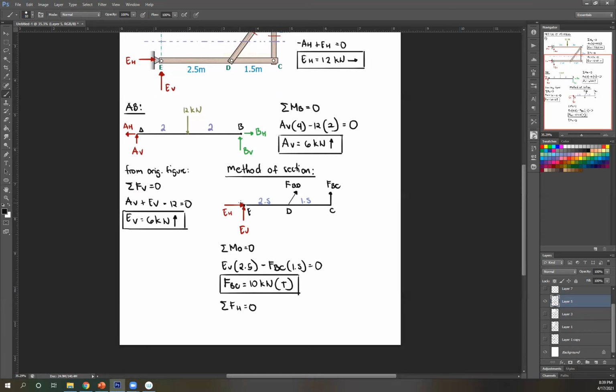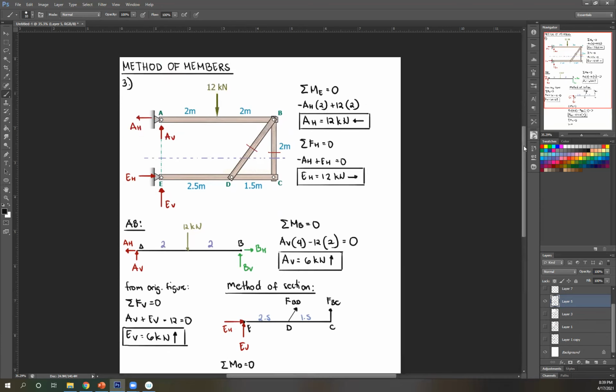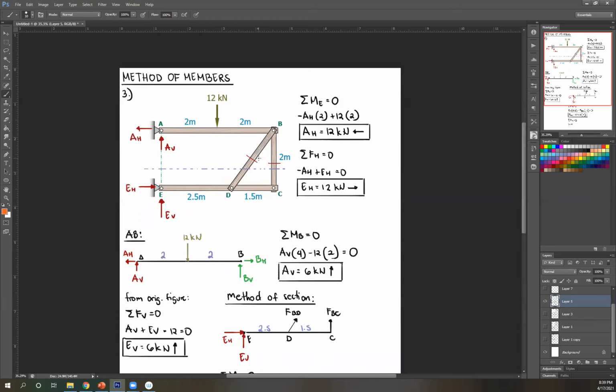So horizontal, EH to the right, therefore positive. FBD is to the right, therefore positive, and now I have to get the horizontal component of that. So let's look here. This is your BD. I'm given dimensions, so I need to figure out its slope. This forms a right triangle with base 1.5 and height 2. You can solve it this way: square root of 1.5 squared plus 2 squared, we get 5 over 2.